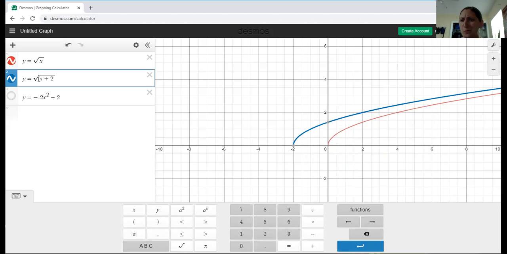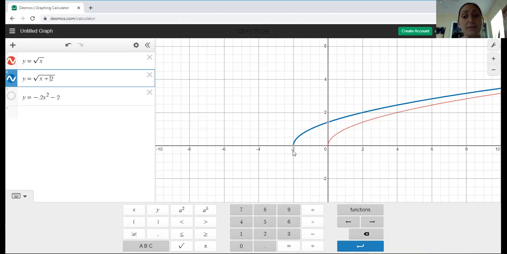So wait a minute, why is it that if this is +2, this shifted the graph in the negative direction? That's super not intuitive. Why? Because when you do plus 2 on the outside, it shifts it positive 2. When you do minus 2 on the outside, it shifts it negative 2. Why is it reversed as soon as this thing gets under the radical? To get the answer to that, you kind of have to think about what you would plug in.